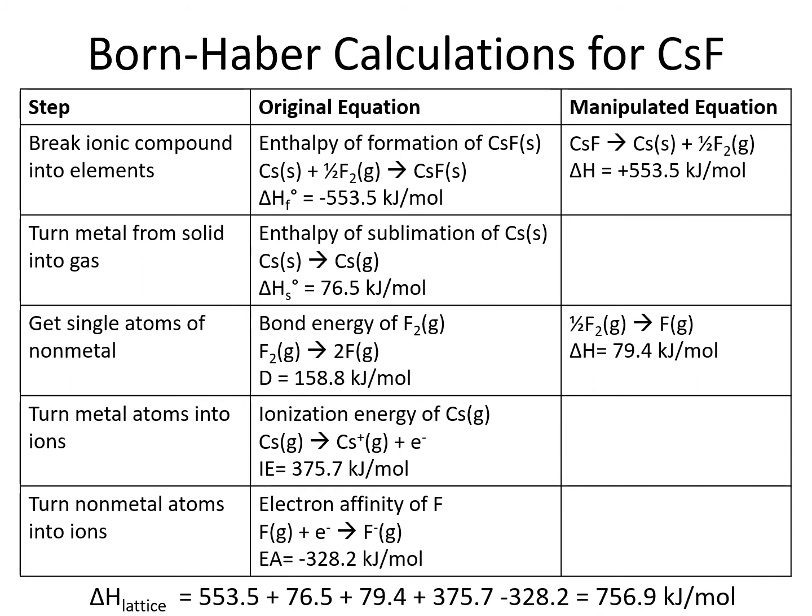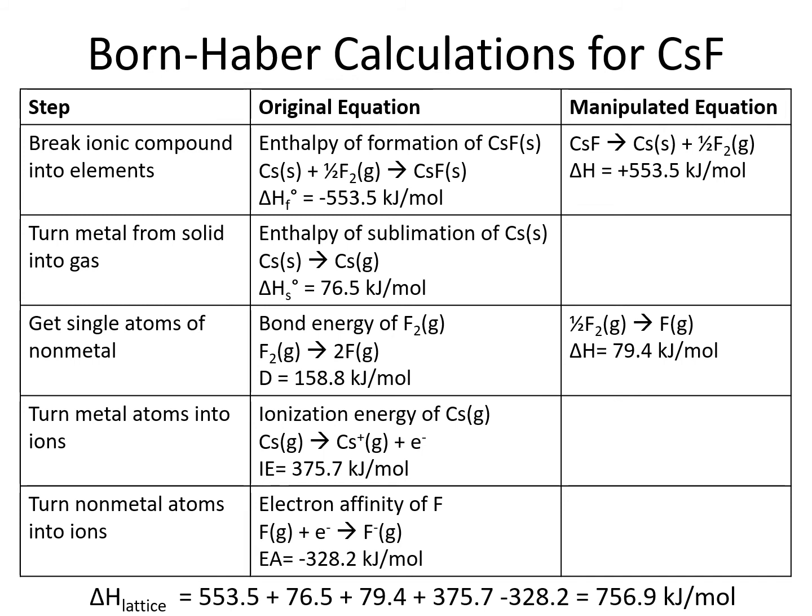Then we have the step where we turn the metal atoms into ions. We take our cesium gas and turn it into cesium ions in the gas phase by removing an electron, and that step is using the ionization energy. We can turn the nonmetal atoms into ions using the electron affinity. The fluorine is going to gain an electron, and the electron affinity applies because it's in the gas phase.